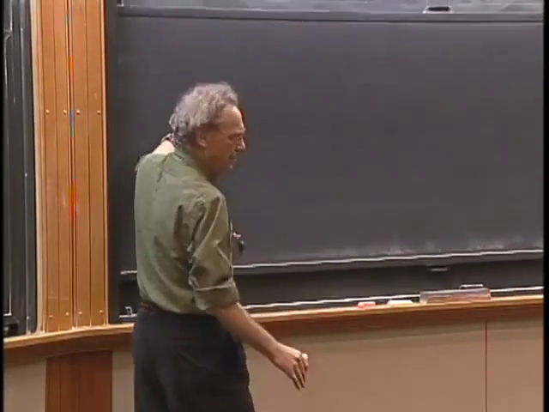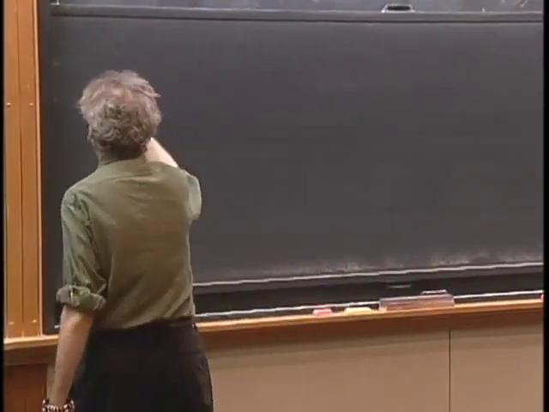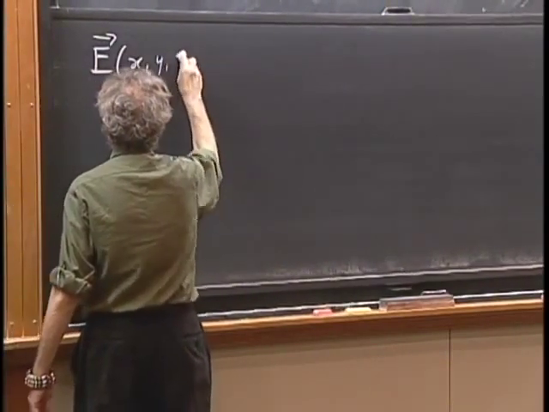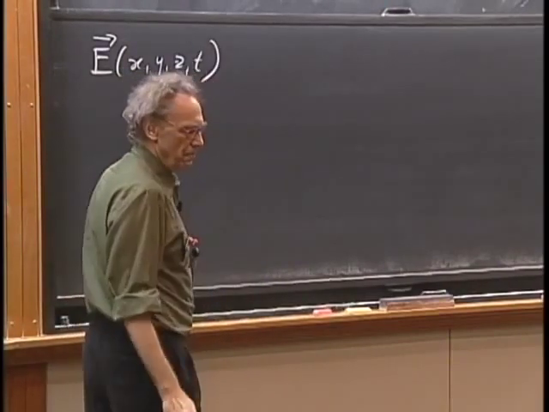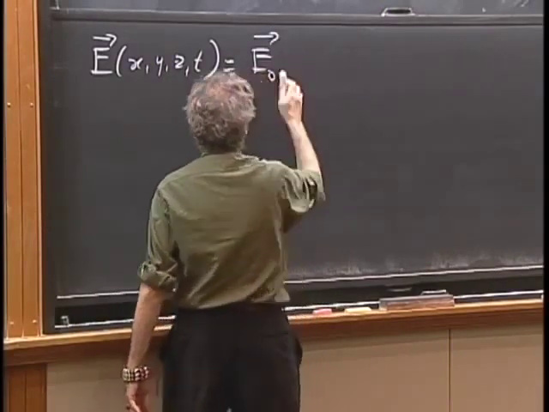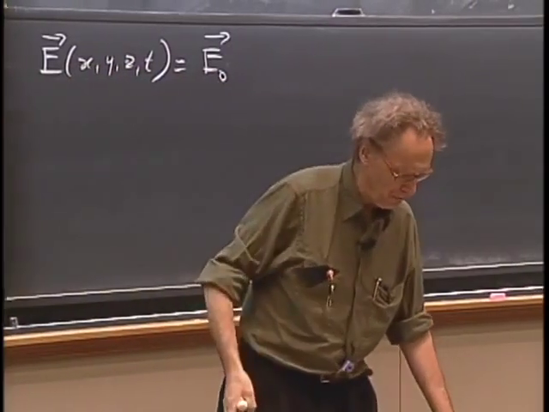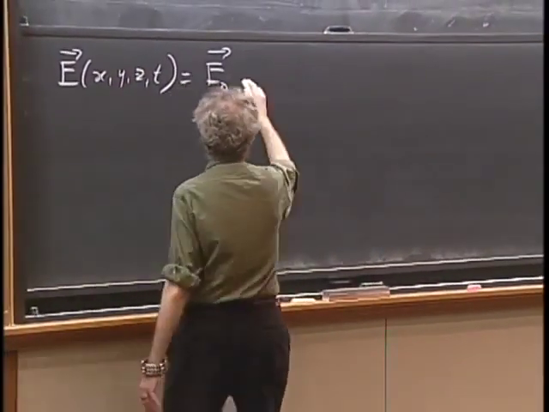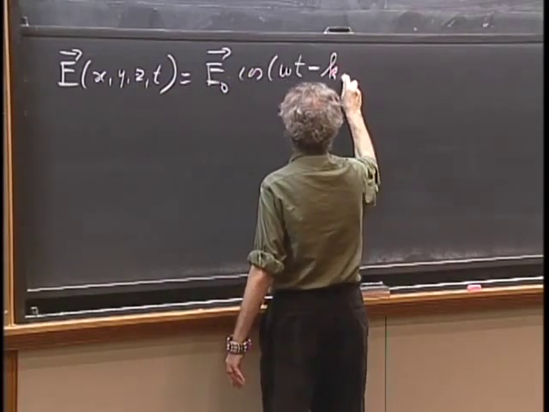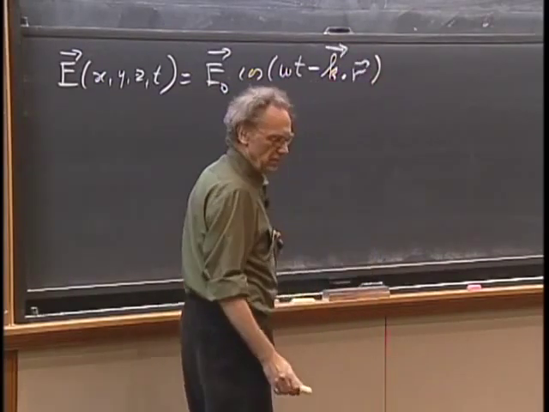Electromagnetic traveling waves, I take plane wave solutions. In its most general form, E as a function of x, y, z, and t can be written as an amplitude, but this is in three directions, so it has an x component, a y component, and a z component. And then I can write down here, say, for instance, the cosine of omega t minus k dot r. This is a dot product.